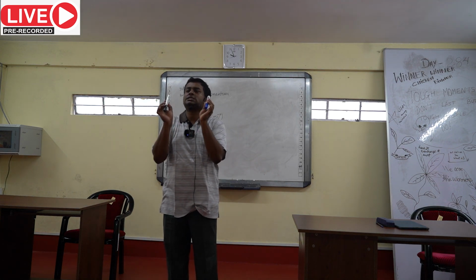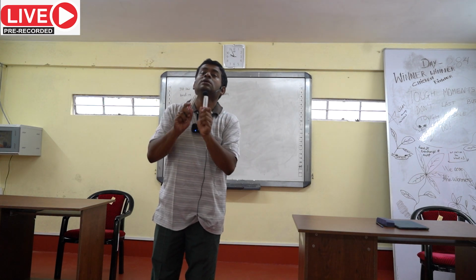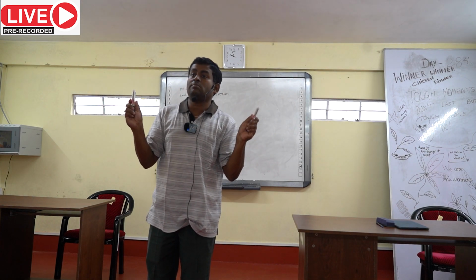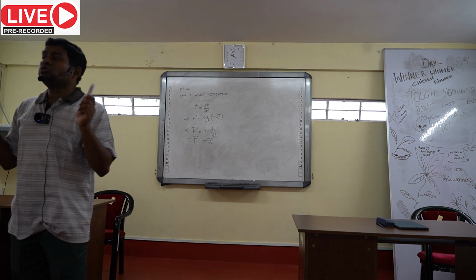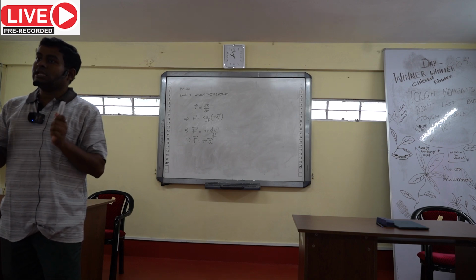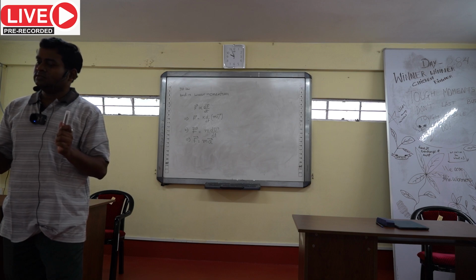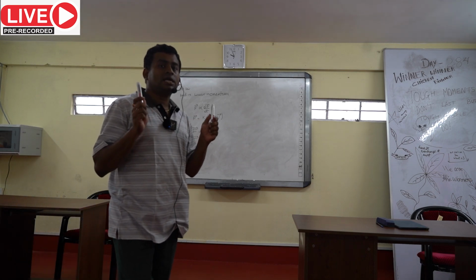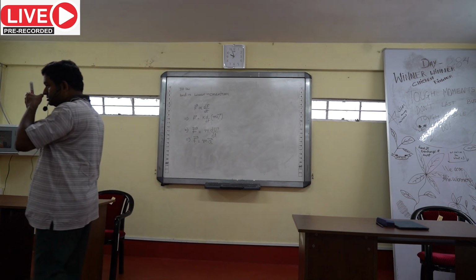So action and reaction cannot produce equilibrium since they are acting on different objects. Always remember, whenever you draw the free body diagram, don't draw action and reaction on the same body. Then it will be a mistake. Clear? So write it. Action and reaction are acting on different bodies.